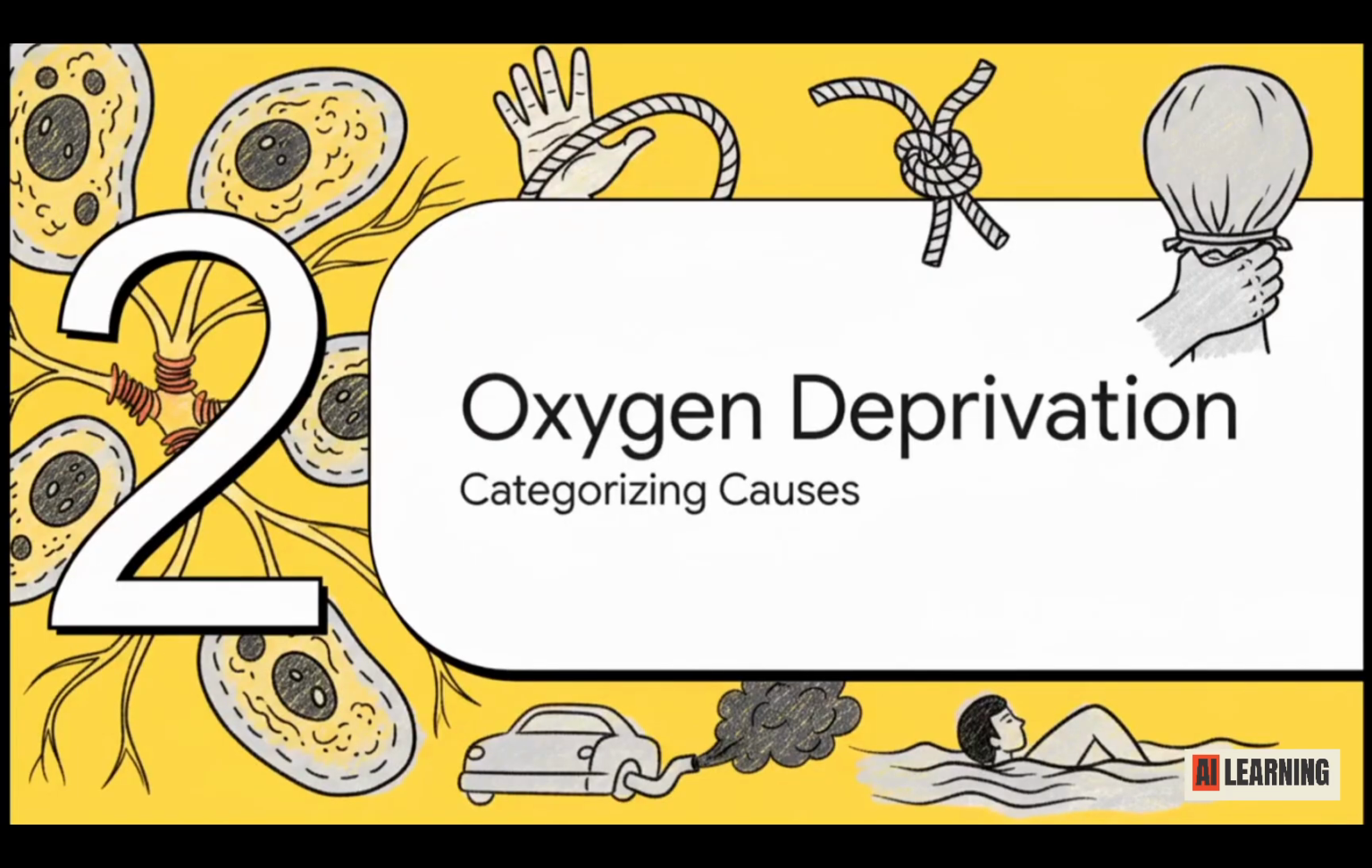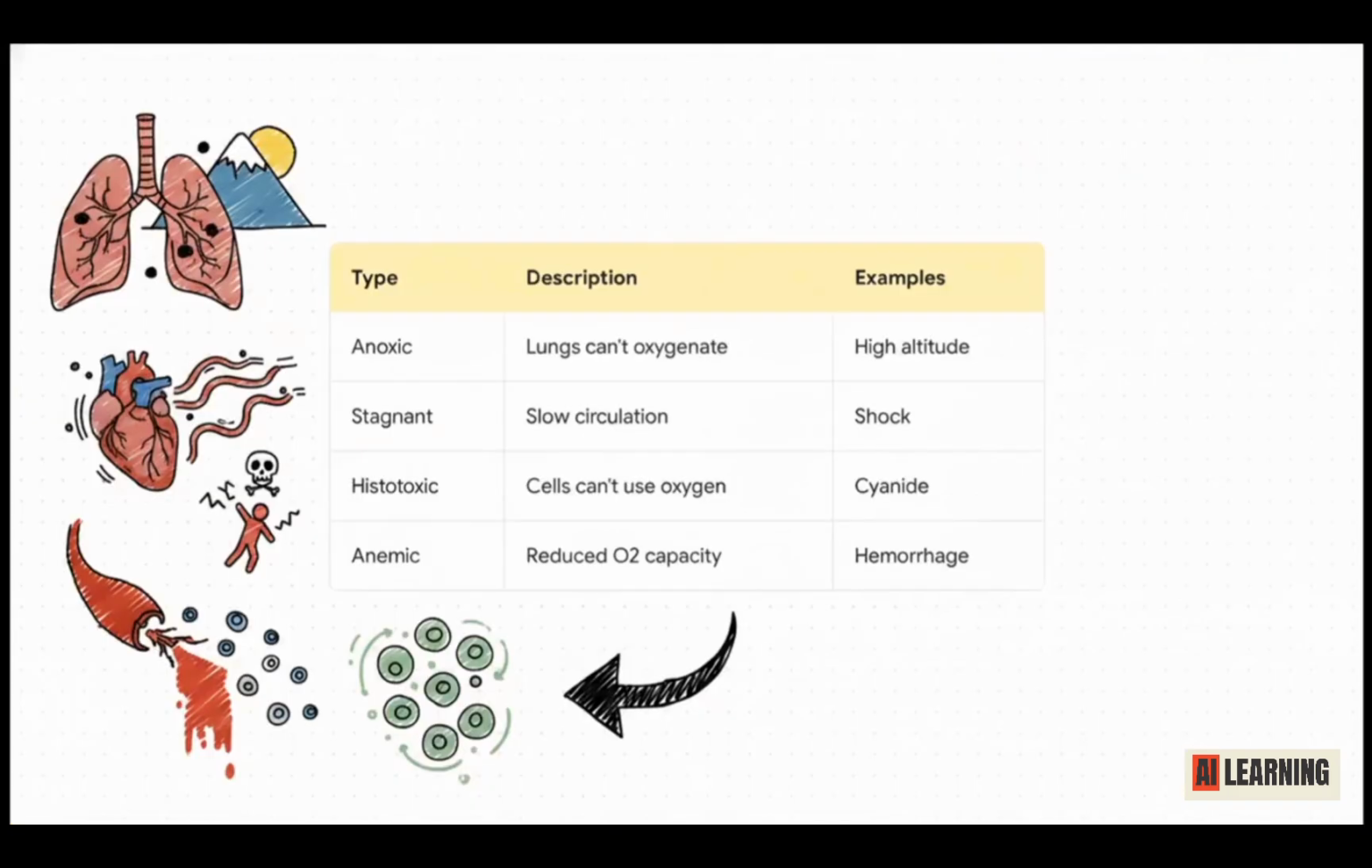Moving right along to Section 2, categorizing oxygen deprivation, because forensic experts don't just look at a generic lack of air. We can organize this using the ASHA mnemonic, ASHA. It's a great way to break down exactly how anoxia, or oxygen deprivation, happens inside the body. First up, anoxic. This is when the lungs literally cannot oxygenate the blood, maybe due to high altitude or a mechanical obstruction. Second is stagnant.